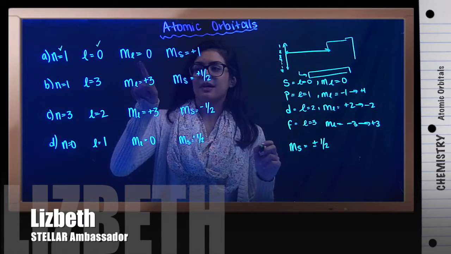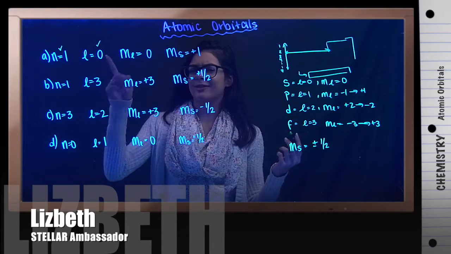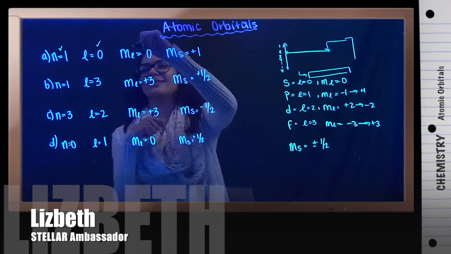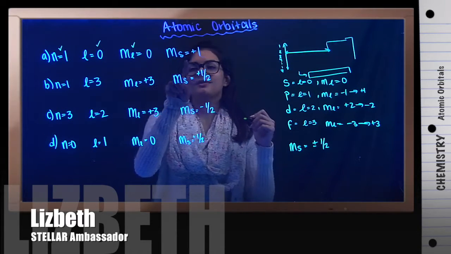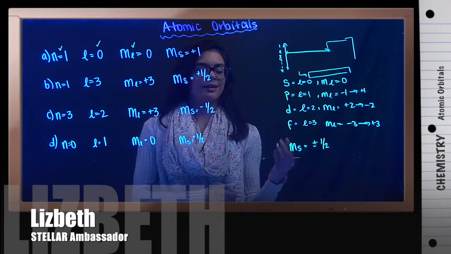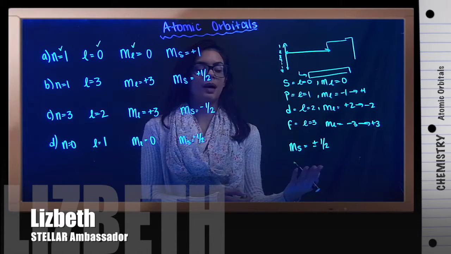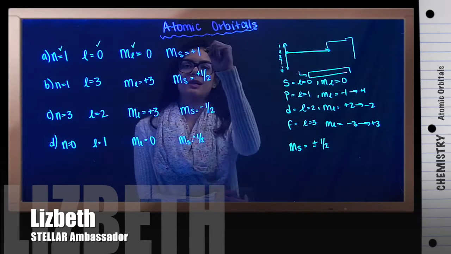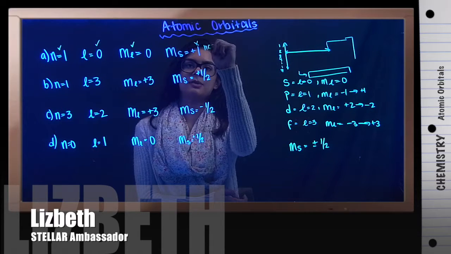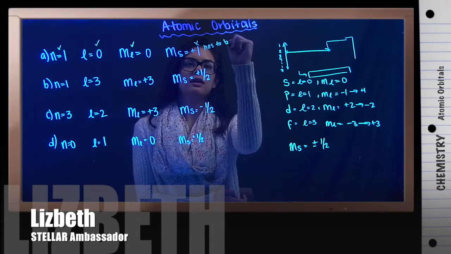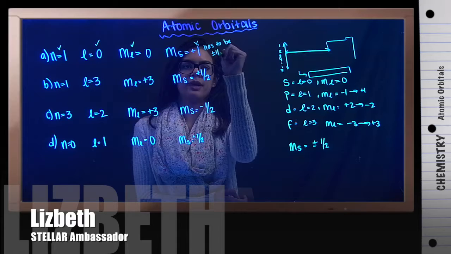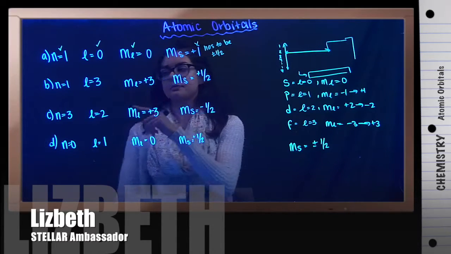Is m sub L equals 0 between 0 and 0? Yes, so that one is also fine. M sub S equals positive 1. Notice that M sub S can only equal positive or negative 1/2. So this one is incorrect. It has to be positive or negative 1/2. This is the problem one.